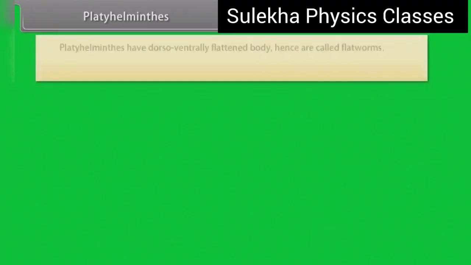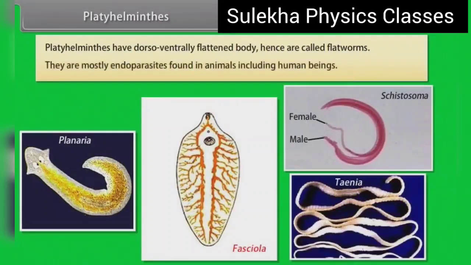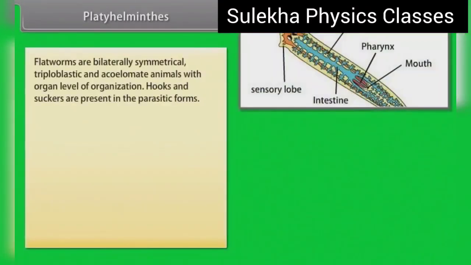Platyhelminthes. Platyhelminthes have a dorso-ventrally flattened body, hence are called flatworms. Platyhelminthes are mostly endoparasites found in animals including human beings. Flatworms are bilaterally symmetrical, triploblastic and acoelomate animals with organ level of organization. Hooks and suckers are present in the parasitic forms.